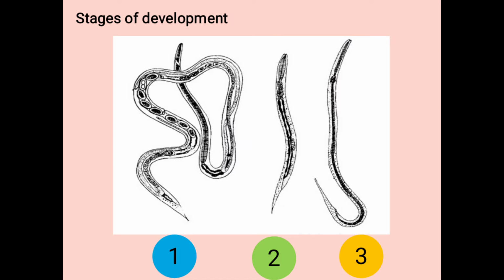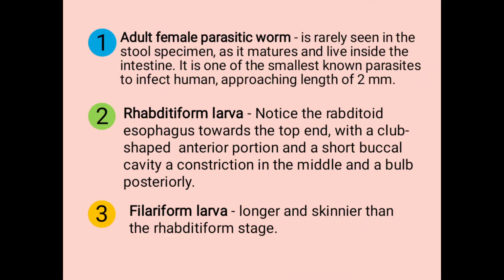It is 60 micrometers in diameter and between 250 to 300 micrometers in length. Strongyloides stercoralis stages of development. In figure number 1, it is an adult female parasitic worm. It is rarely seen in the stool specimen as it matures and lives inside the intestine. It is one of the smallest known parasites to infect humans, approaching a length of 2 mm.